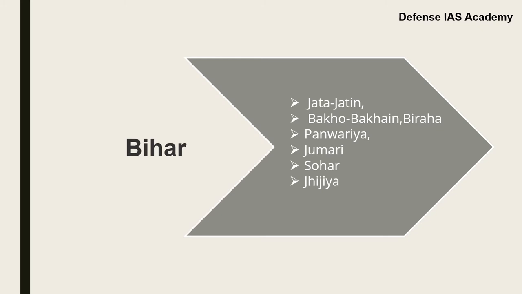And then you have the Sohar, which is mainly played, or the dance form is done mainly on childbirth. And you have the Jijia, which is mainly a dance form that is related to the rain.